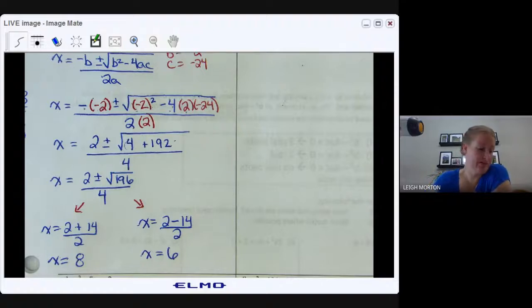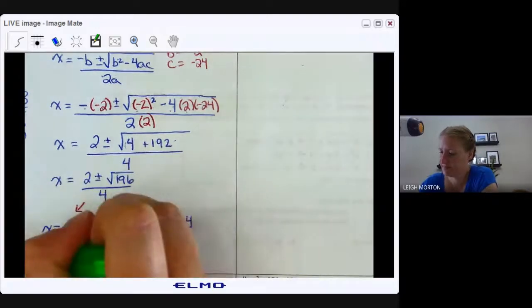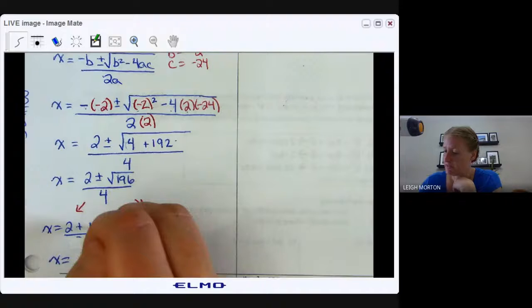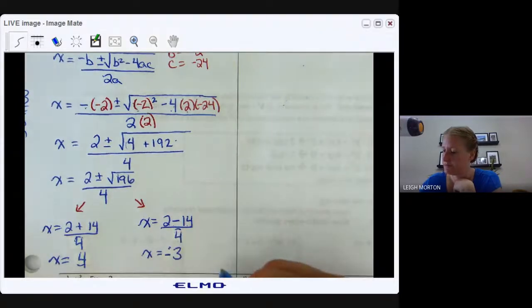Why is it divided by 2 and not 4? Because I did it wrong. Thanks, Anna. Because I looked at 2. So 2 plus 14 is 16 divided by 4 is 4. 2 minus 14 is negative 12. Divided by 4 is negative 3. Thank you.